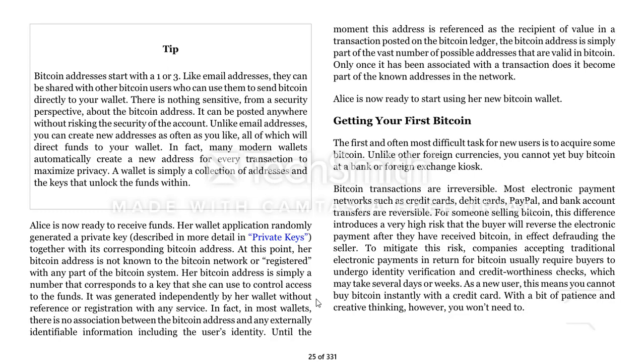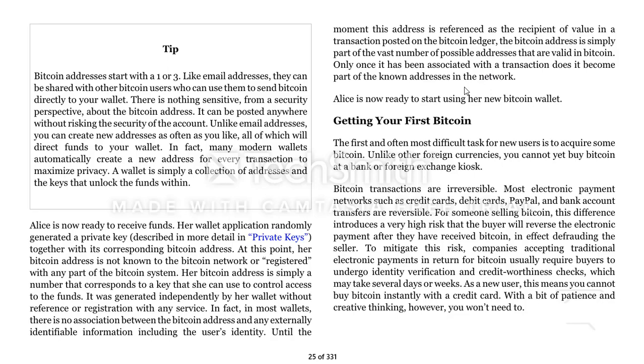In fact, in most wallets, there is no association between the Bitcoin address and any externally identifiable information, including the user's identity. Until the moment this address is referenced as the recipient of value in a transaction posted on the Bitcoin ledger, the Bitcoin address is simply part of the vast number of possible addresses that are valid in Bitcoin. Only once it has been associated with a transaction does it become part of the known addresses in the network. Alice is now ready to start using her new Bitcoin wallet.